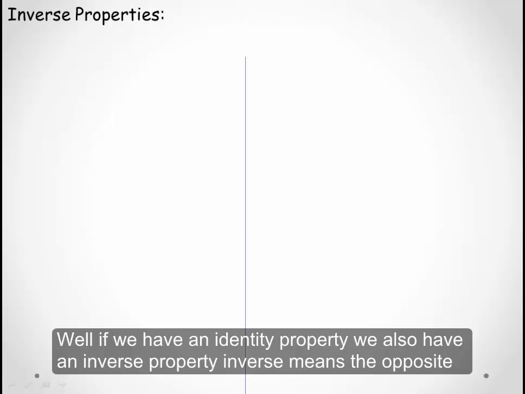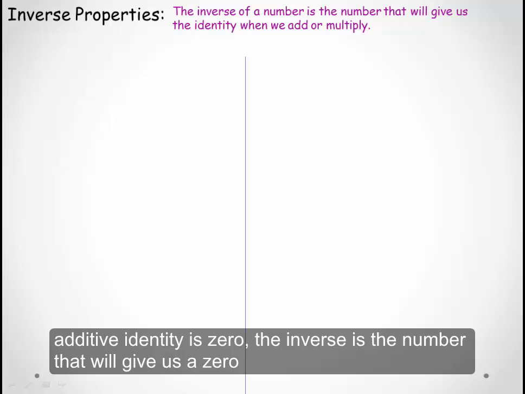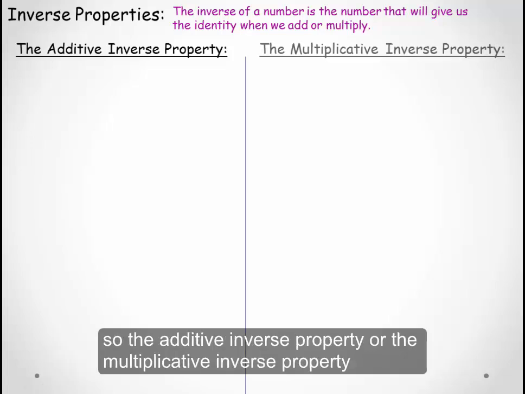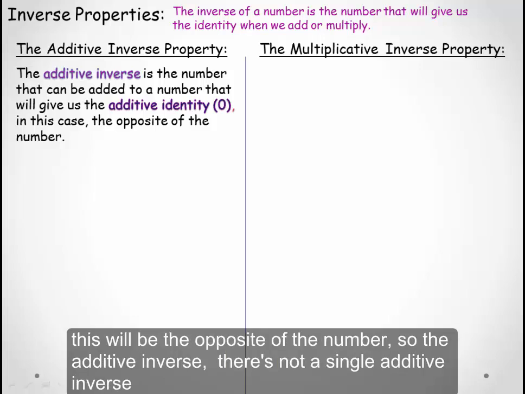Well, if we have an identity property, we also have an inverse property. Inverse means opposite. The inverse of a number is the number that will give us the identity when we add or multiply. So if the additive identity is 0, the inverse is the number that will give us the 0. So the additive inverse property or the multiplicative inverse property. The additive inverse is the number that can be added to any number that will give us the additive identity. This will be the opposite of the number.